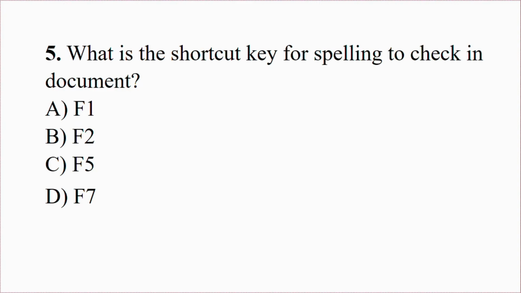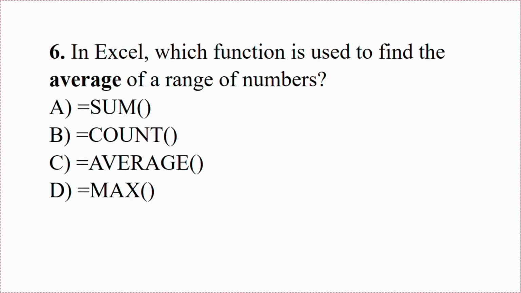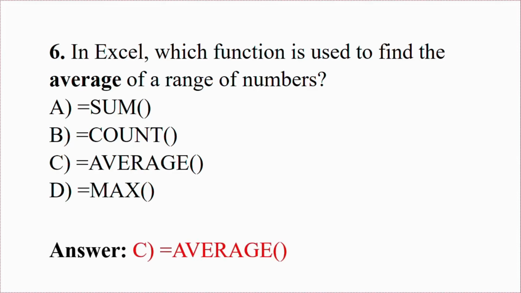The next question is: what is the shortcut key for spell check in a document? A. F1, option B, F2, option C, F5, option D, F7. The correct answer is option D, that is F7. The next question is: in Excel, which function is used to find the average of a range of numbers? A. SUM, B. COUNT, C. AVERAGE, D. MAX. So the correct answer is C, that is AVERAGE.